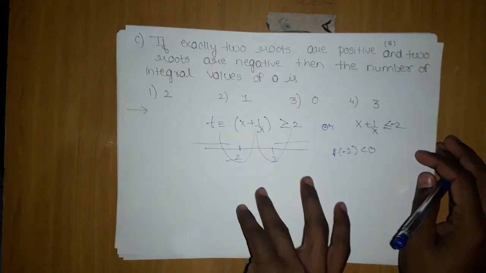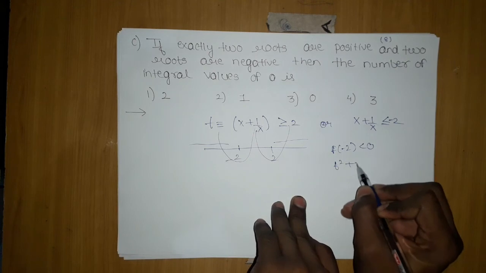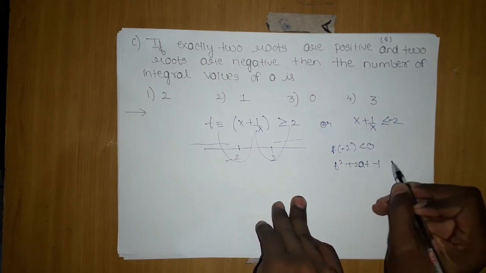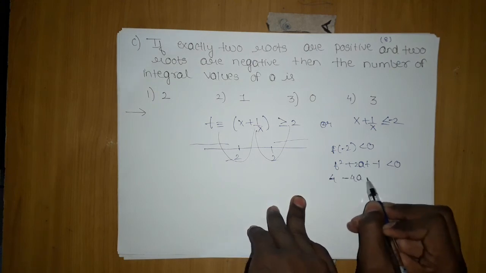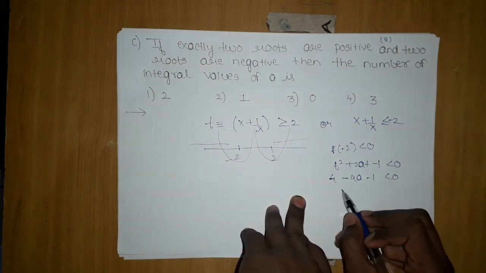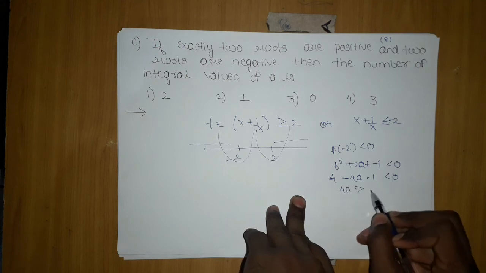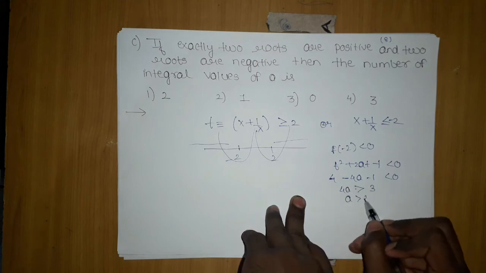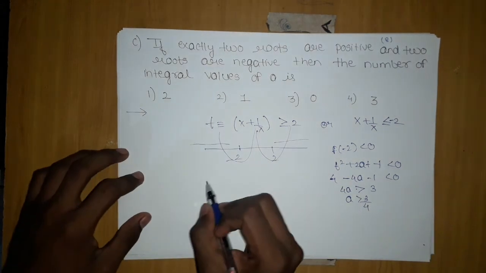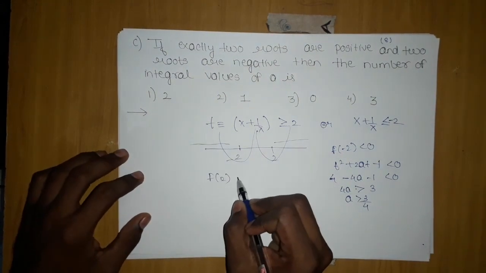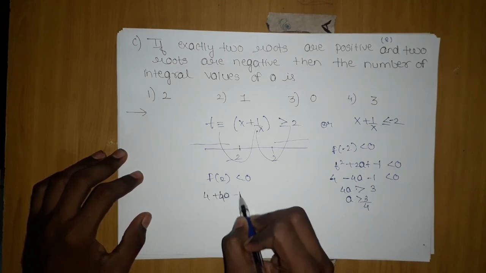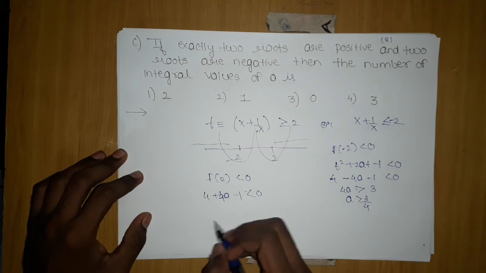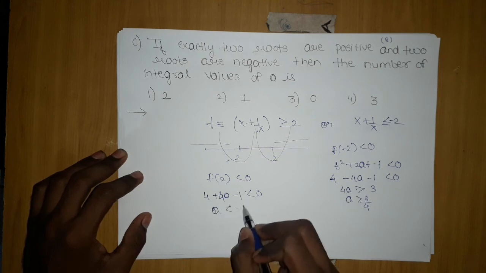So what condition did we have? t square plus 2at minus 1 should be less than 0. If I put minus 2, 4 minus 4a minus 1 should be less than 0. What we are getting is 4a greater than 3, so a should be greater than 3 by 4. Now f of 2 should also be less than 0: 4 plus 4a minus 1 less than 0, so a should be less than minus 3 by 4.